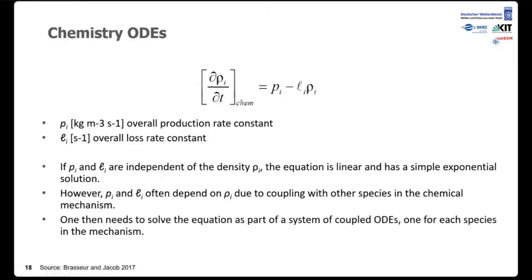And how do you calculate this? So first I start with the detailed way. Normally in chemistry you have ordinary differential equations. As you can see here, the change in a chemical substance is production rate minus loss rate. And in most cases, those are not independent of the density, which means all the equations are coupled. So you can't solve only one equation, you have to solve several at once.